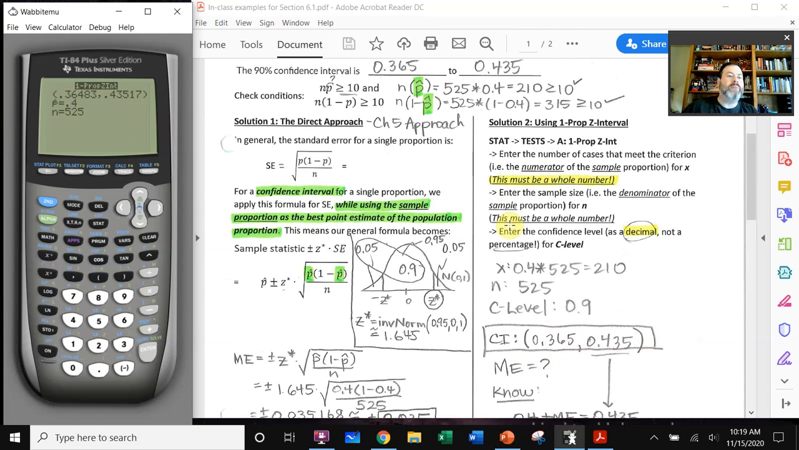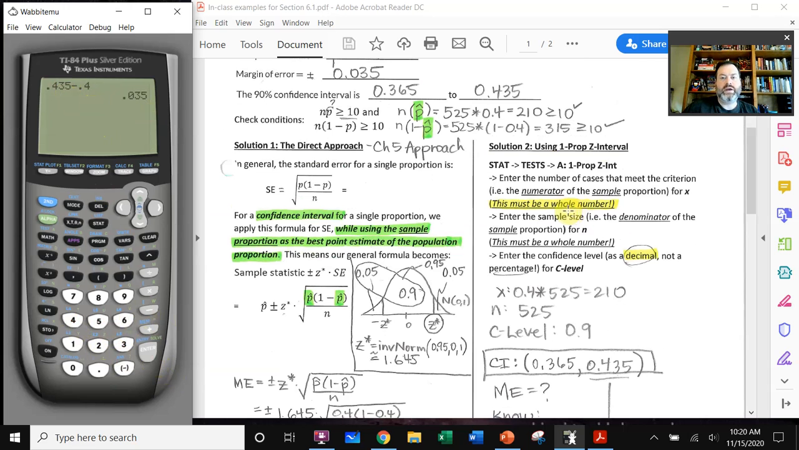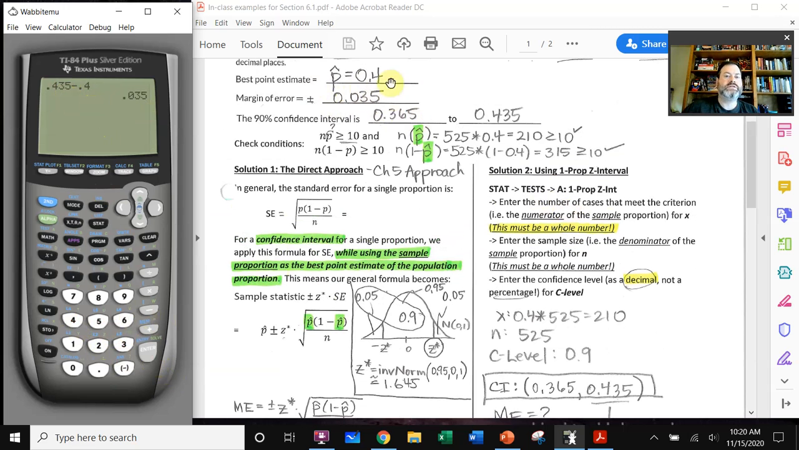Now, what if you have to work backwards and find the margin of error? Well, remember, the formula for a confidence interval is sample statistic plus or minus the margin of error. So that means you can take one of these endpoints and subtract the sample statistic. So you can do 0.435 minus the sample statistic, which is 0.4, right? That's given in the problem. So the margin of error is 0.035, which is what you can see as the correct answer up here.